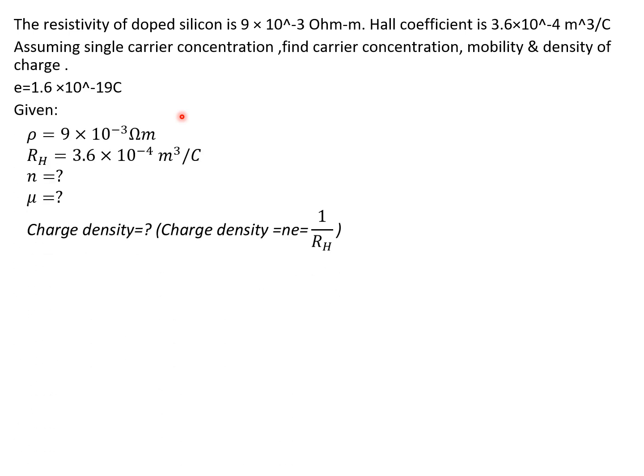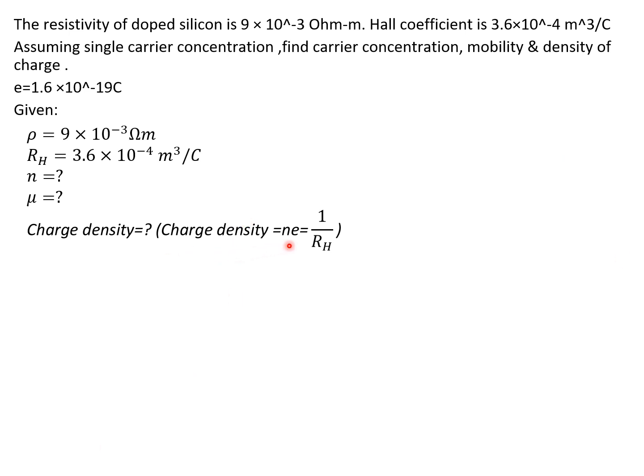Summarize the given data. Resistivity rho is given as 9 into 10 raised to minus 3 ohm meter. Hall coefficient is given. We need to calculate the charge carrier concentration, the mobility of charge carriers, and the charge density, that is, charge per unit volume. So what is charge density?